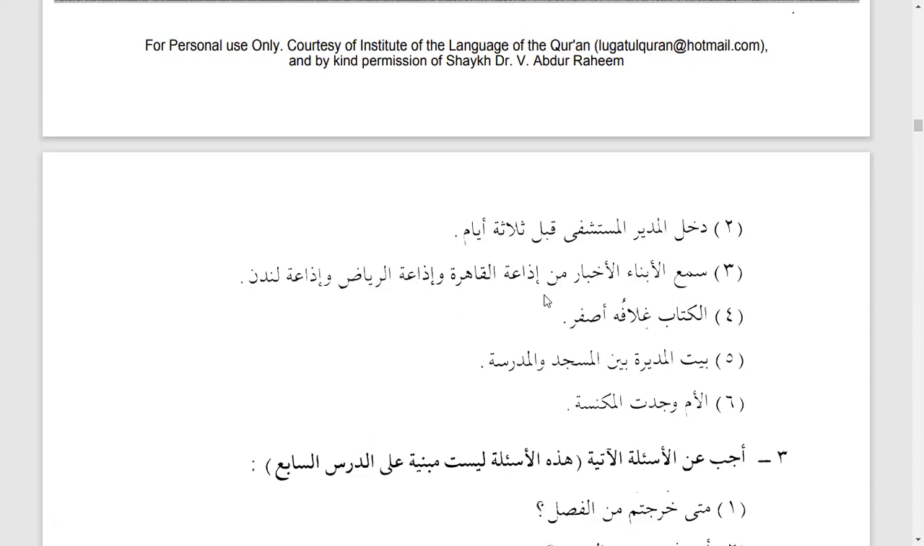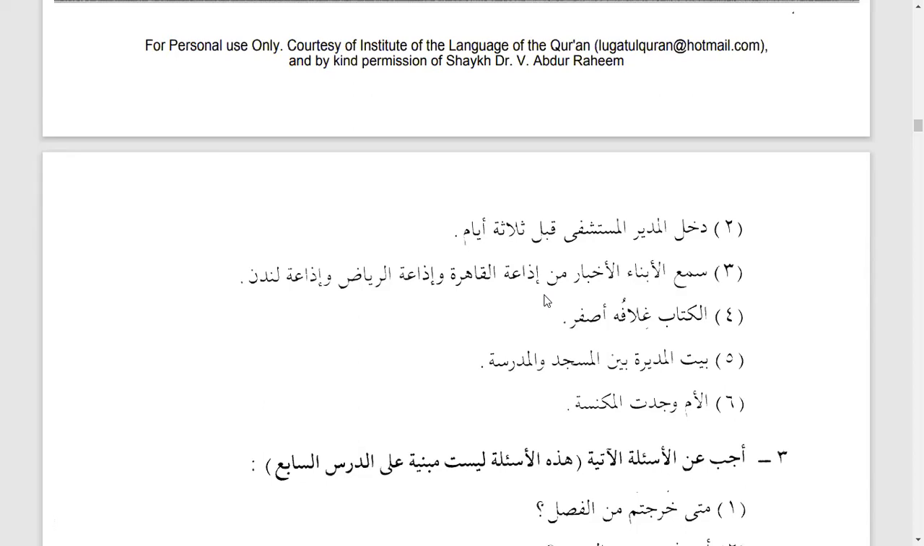What about number 4? الكتاب غلافه أصفر. أصفر, غير صحيح. So what's the color of the cover of the book? Galat, sir. Okay, so what will be the ending of asfar? Asfaru.